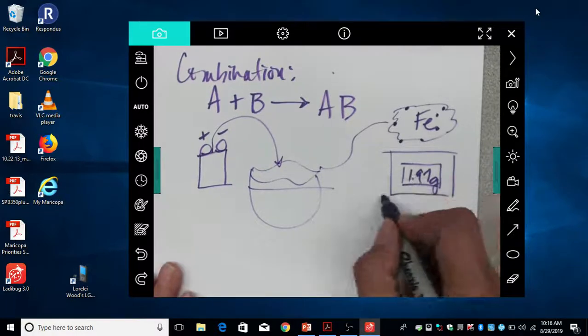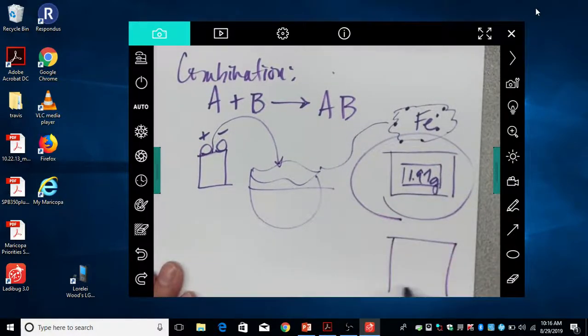So if I took that steel wool and I weighed it after I burned it, what do you think would happen to the mass of the steel wool? Would it go up? Would it go down? Or would it not change? We're going to take a little vote. How many people think the mass would go up? Nobody. How many people think the mass would stay the same? A few. How many people think the mass would go down? All right, nobody's right.